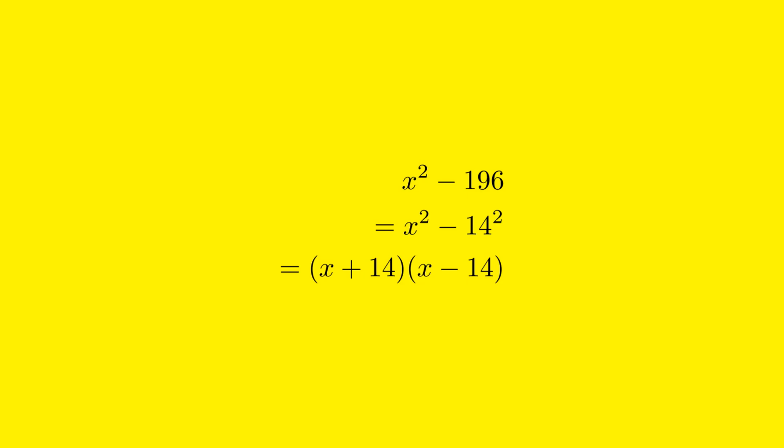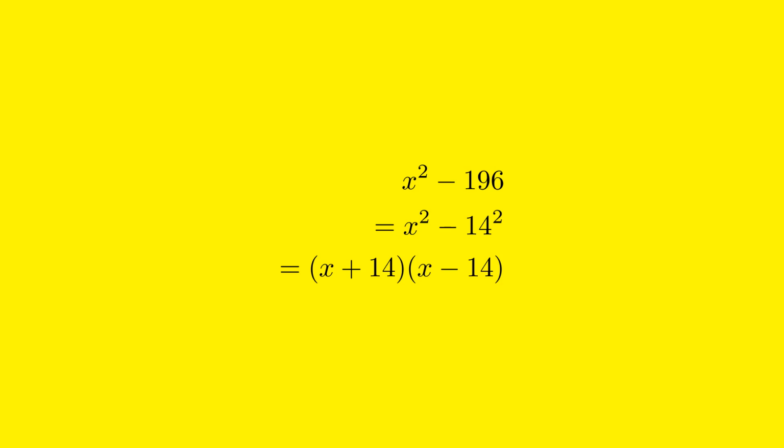In the second step, we apply the difference of squares formula to factorize the expression. The difference of squares formula states that a squared minus b squared can be factored into a plus b multiplied by a minus b. In this context, our expression x squared minus 196 was rewritten as x squared minus 14 squared in the previous step. Now, setting a to x and b to 14, we apply the formula.